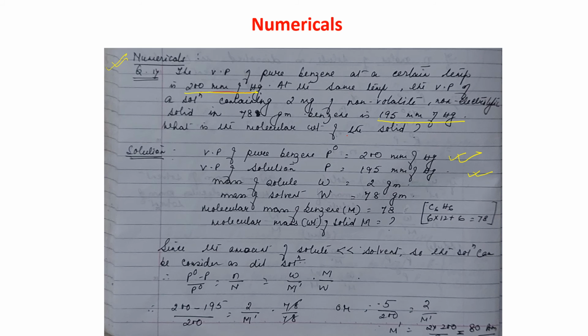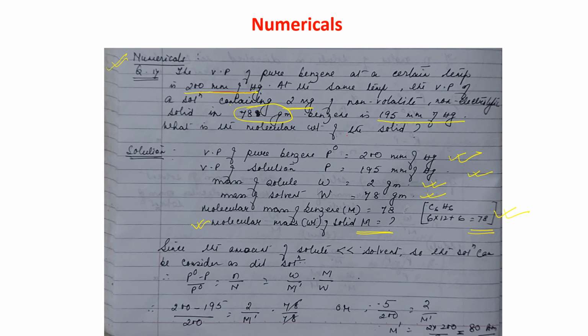Now mass of the solute, this is given 2 milligram. So mass of the solute is 2 milligram. Mass of the solvent is 78 gram of benzene. So it is 78 gram. Molecular mass of benzene, you have to calculate C6H6. It is coming 78 only. You have to find out molecular mass or weight of the solid, M. That means capital M you have to calculate.